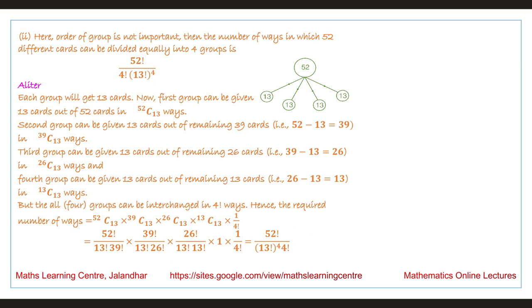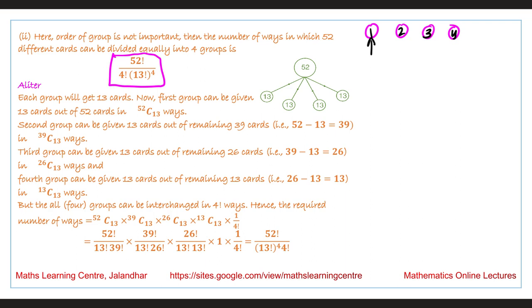Second, it has to be divided into 4 groups of 13 cards each. So ordering is not important over here. What we obtain is that the total number of ways is 52 factorial by 4 factorial into 13 factorial raised to the power 4. Why are we getting this answer? Suppose the ordering is not important. So we have 4 groups, with this being the first group, this second, third and fourth. We have ordered these groups, but in this part it is given that the ordering is not there.